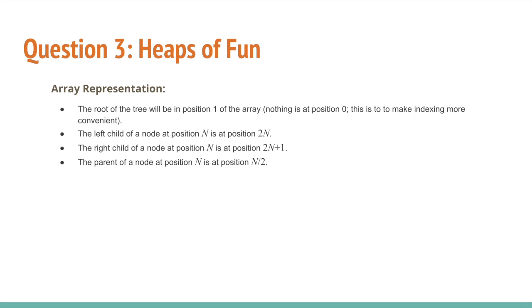Additionally, we can represent heaps as arrays with the following indexing scheme. The root of the tree will be in position 1 of the array. The left child of a node at index n is at index 2n. The right child of a node at index n is at position 2n plus 1. And the parent of a node at position n is at position n over 2.